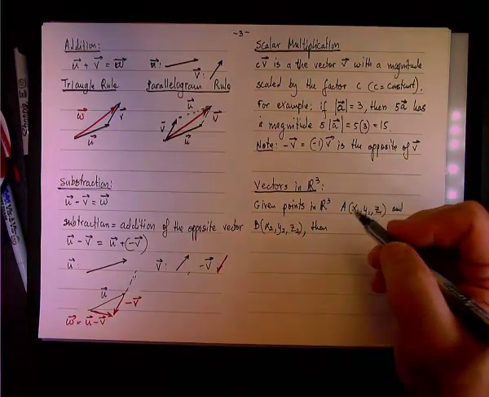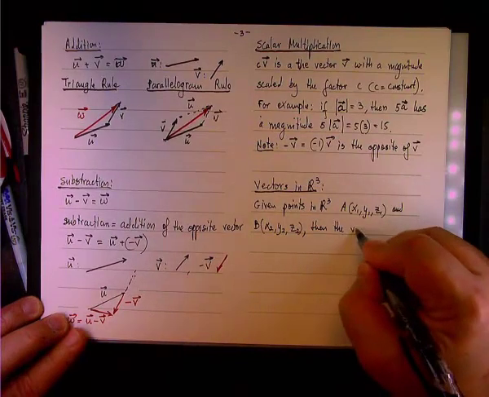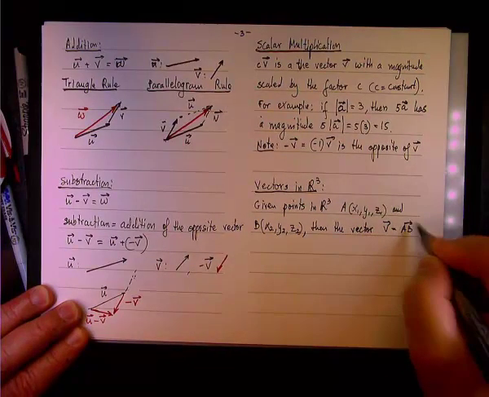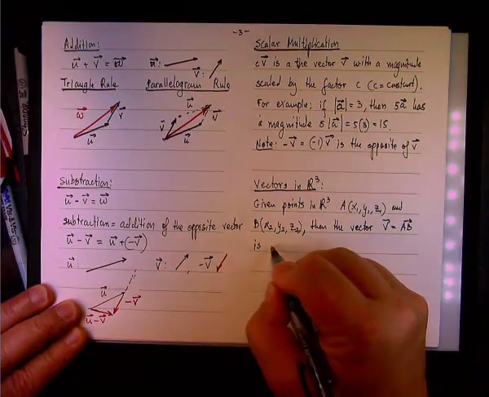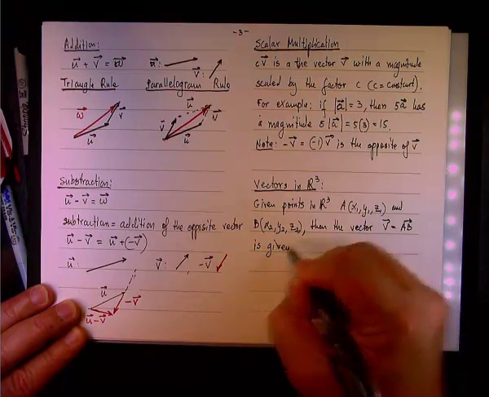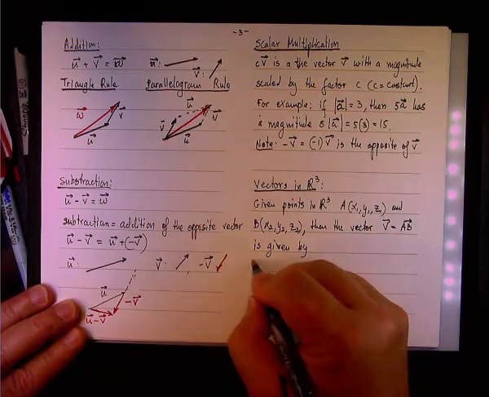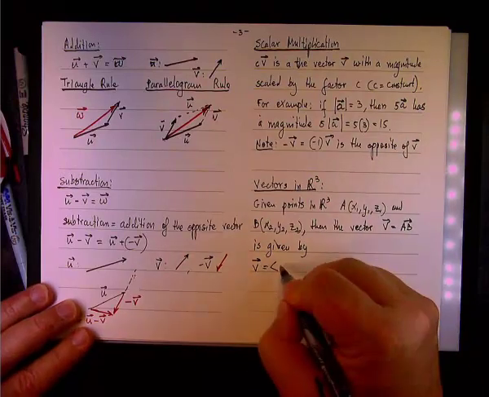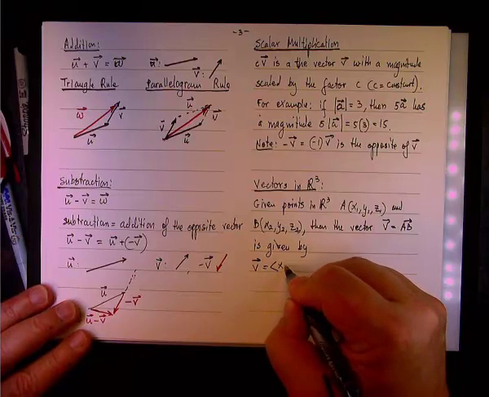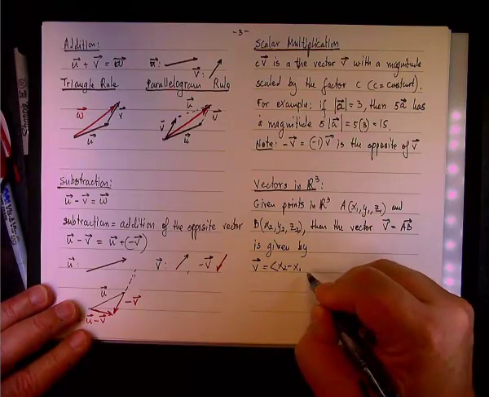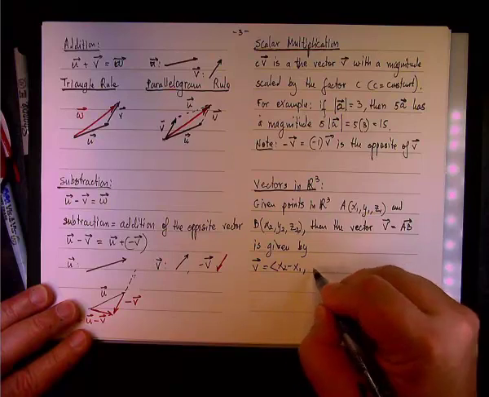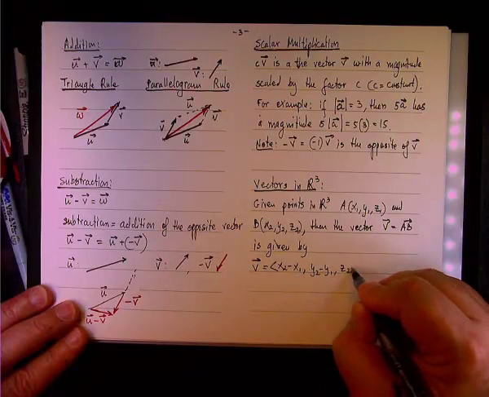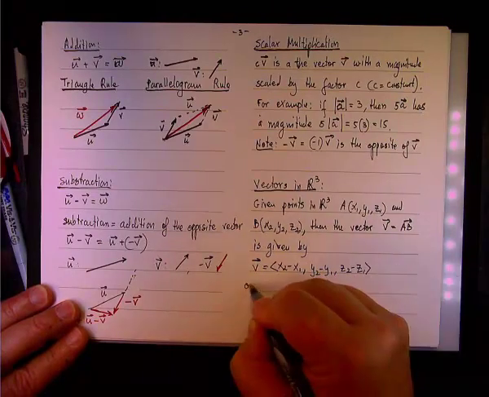then the vector, let's say V equals the vector AB from A to B, is given by, and we can write V, if we use this notation, as the difference in the x coordinates. So it will be the quantity x2 minus x1, and then the y component, of course, will be y2 minus y1, and the z component will be z2 minus z1.